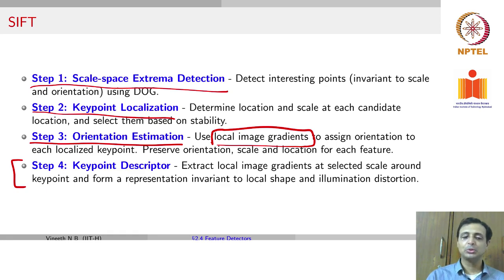Once again, we're going to use some information from the gradients, but we want to develop a representation for that key point which is invariant to a lot of transformations. Why do we need a representation? Remember that we said that if you want to match two images and stitch them together, we need to compare key points in the first image to key points in the second image. Having a representation allows you to compare. Otherwise, you would not be able to compare just coordinate locations because they may be very different in the two images.